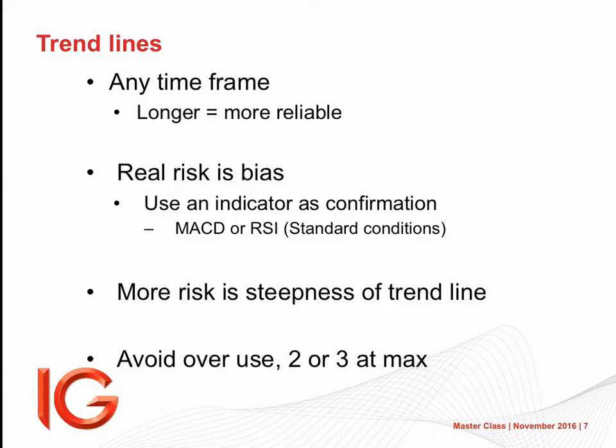We can bring an indicator in to try and help remove that bias. So for example, you bring in a simple MACD, maybe an RSI. Firstly, don't bring in too many. Bring in one. And if we're voting, my vote would be for MACD. I like the concept. I like how it works. It's fairly simple. Just use standard conditions. Don't go and say instead of 26, you want to use 27.52. No. Just use standard definitions. Understand what an indicator is doing.